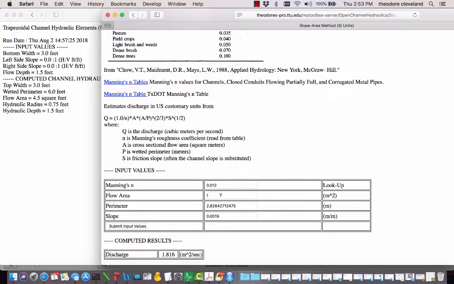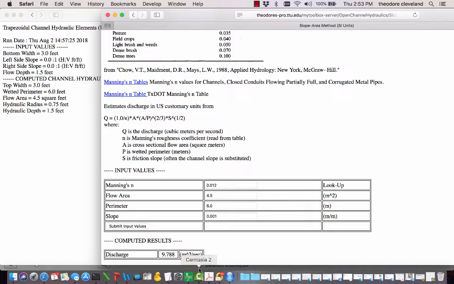Apply slope area method. Flow area is now 4.5 square meters. Perimeter is 6 square meters. Slope is 0.001. And discharge is 9.78 meters cubed per second. Again, there's still this error in the units reporting.